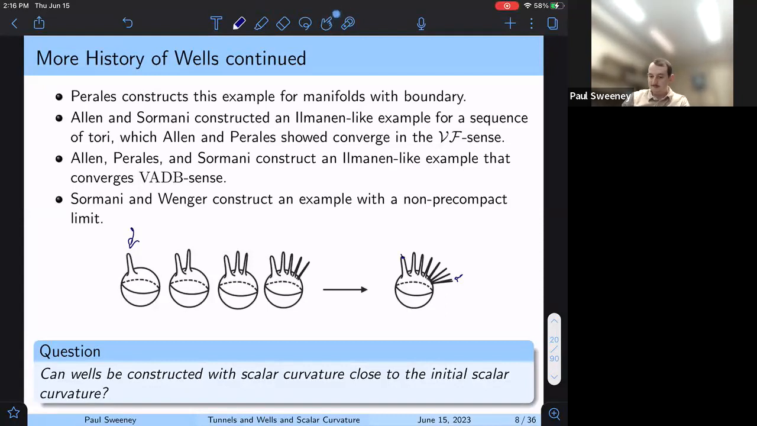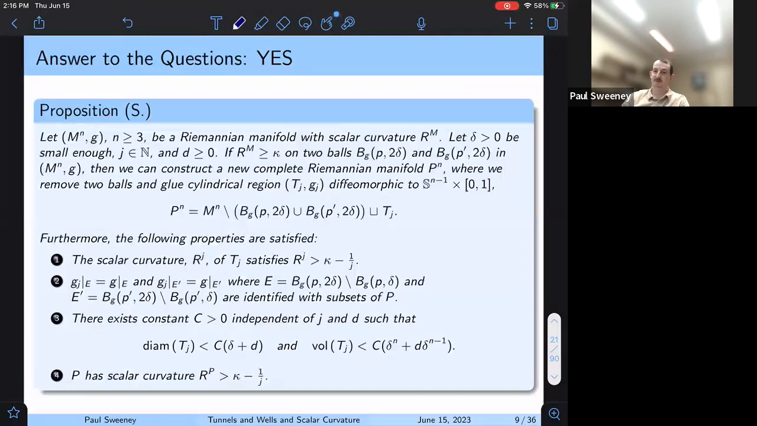And so our answer is yes. And here's the technical proposition of mine that lets you construct tunnels. There's an analogous one for wells, but we'll just keep the one for tunnels here. Right, so we start with a Riemannian manifold with scalar curvature Rm. We pick a delta small enough, some J, and D will be the diameter of our tunnel, right? So this is what the D stands for, about the diameter of the tunnel.